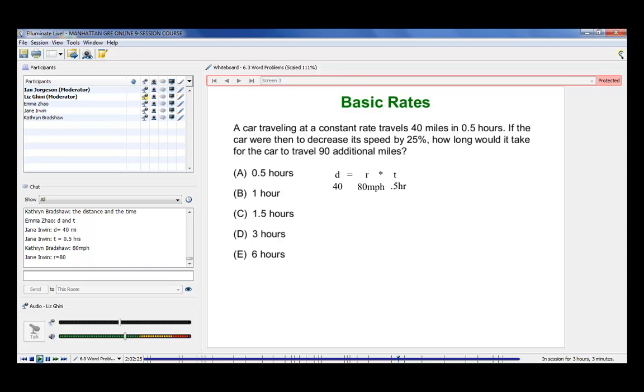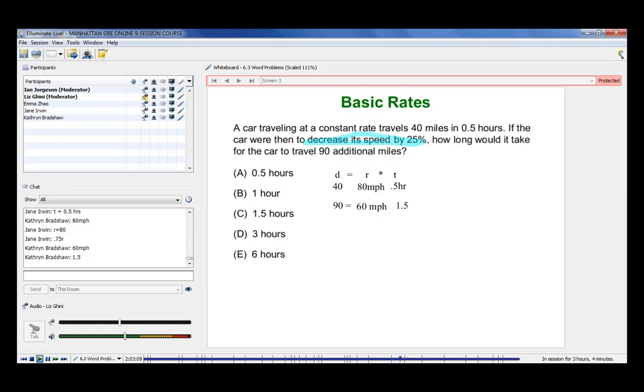All right. So the car then decreases its speed by 25%. What does this mean, decrease the speed by 25%? Speed is not the time, speed is the rate. So what's the new rate? 0.75 times r, or you could think about it as 3/4 of r. Either way, it's going to be 60 miles per hour. Okay, and we want it to go 90 miles. So what's our time? Yeah, thank you, Catherine, 1.5.